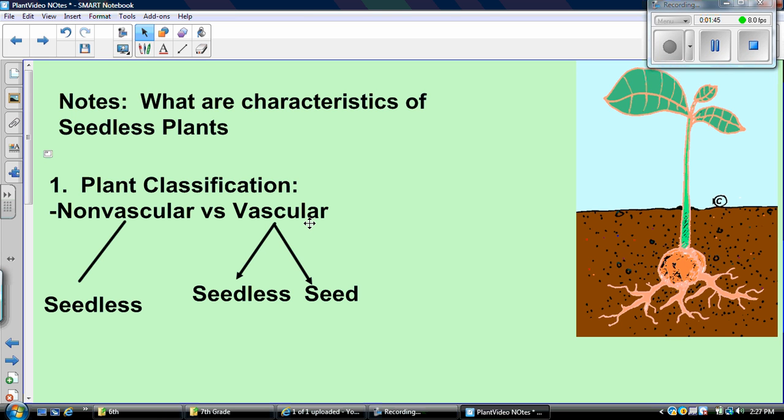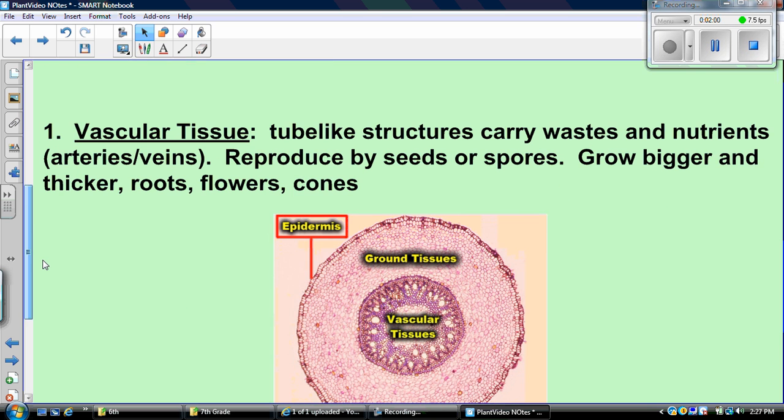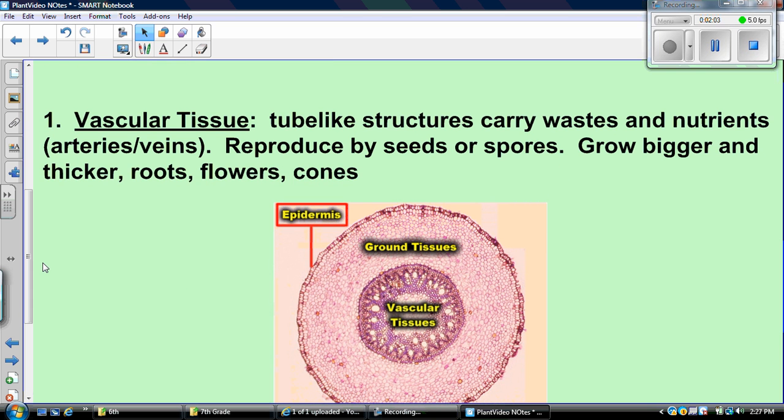Vascular plants are broken down into two categories. Vascular plants can be either seedless or seed. We're going to look at non-vascular seedless plants first. Like I just mentioned, vascular tissue is tube-like structures that carry waste and nutrients. They're like arteries and veins.